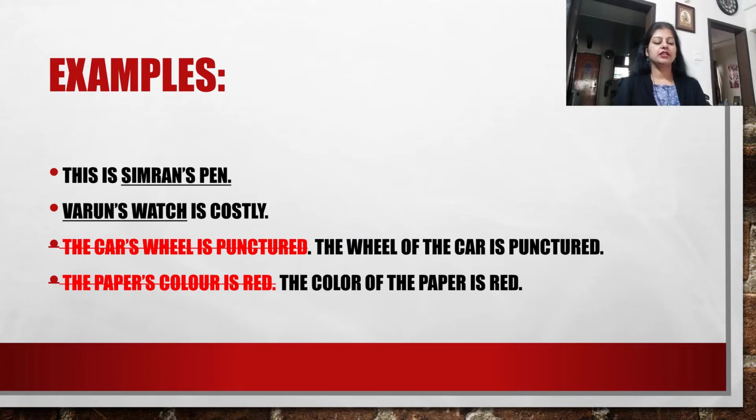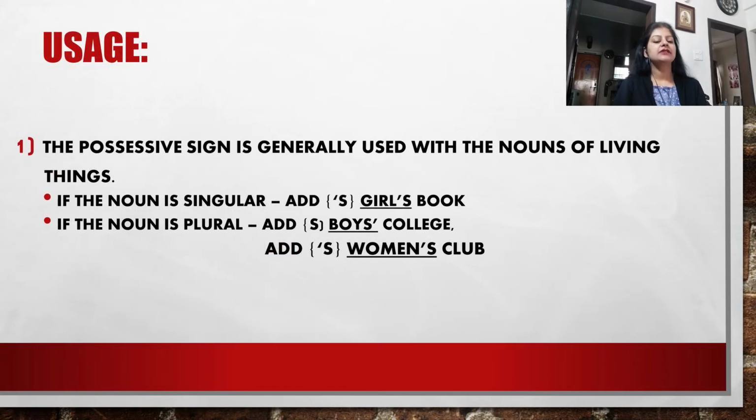Now I will tell you the usage of possessive nouns. The possessive sign is generally used with the nouns of living things. If the noun is singular, we simply add apostrophe s. Like girl's book. Here girl is singular. So we will add apostrophe plus s to show the possession of the book, girl's book.